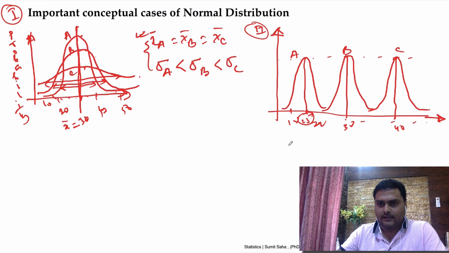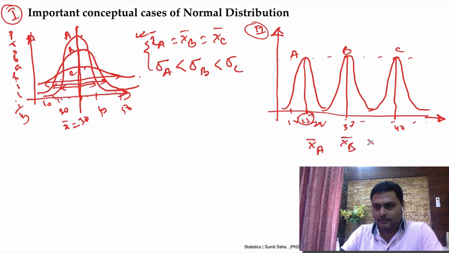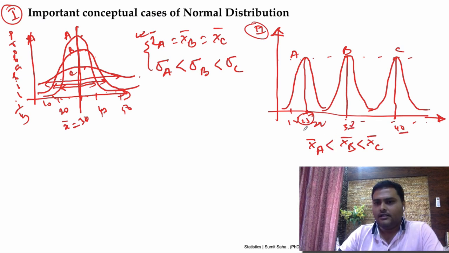So you can conclude from this graph that the mean value of curve A, the mean value of curve B and the mean value of curve C are related like this, right? Because this is, let's say, 40, this is 30 and this is 15. So x̄A is less than x̄B, which is less than x̄C.